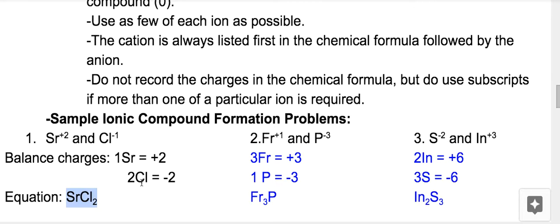My cation needs to come first. So my cation's my positive ion, so I put my Sr first, and I don't put anything after simply because I only need one of them. Then I've got my Cl for chlorine, and I have to put a subscript 2 there because I needed 2 in order to make it balance.